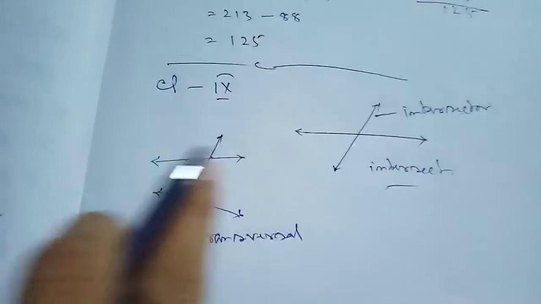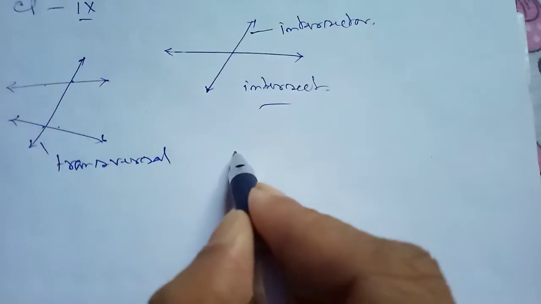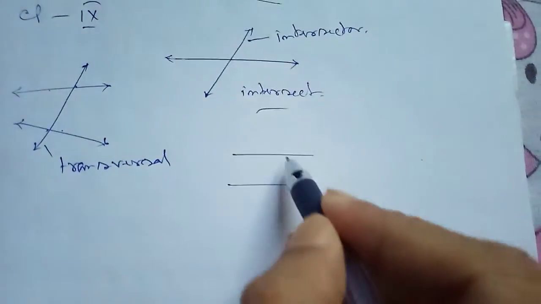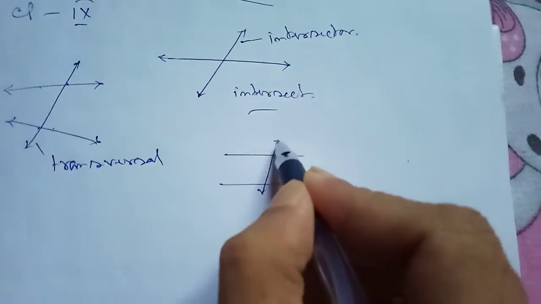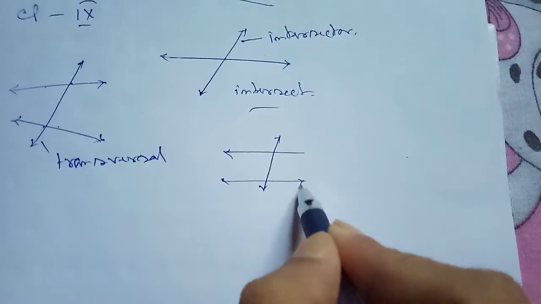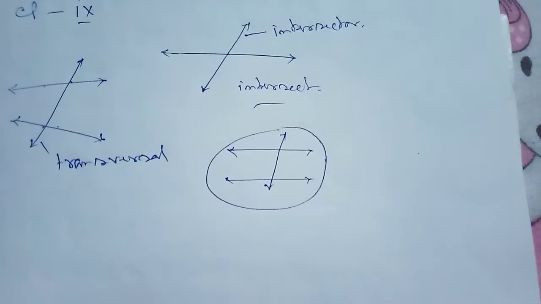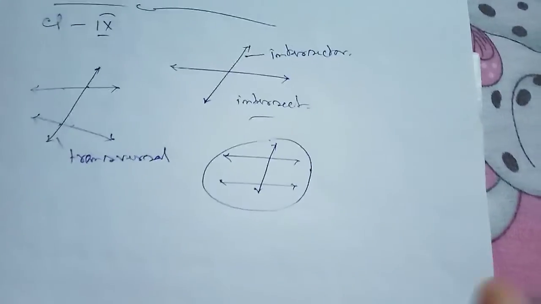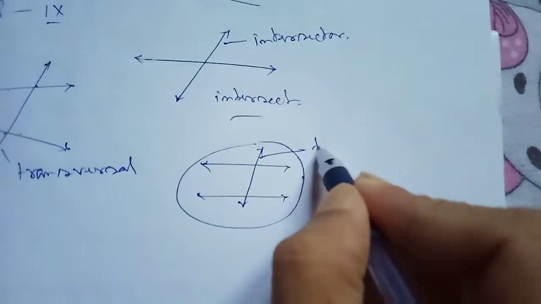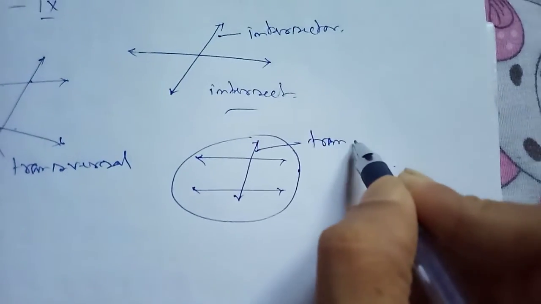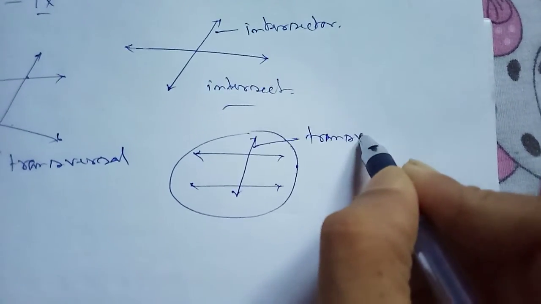Sometimes these are not parallel. Sometimes there will be parallel lines. Parallel lines can also be intersected by one line. In this case, some rules are there in the case of parallel lines. Here also this is called a transversal. Don't forget. Transversal.